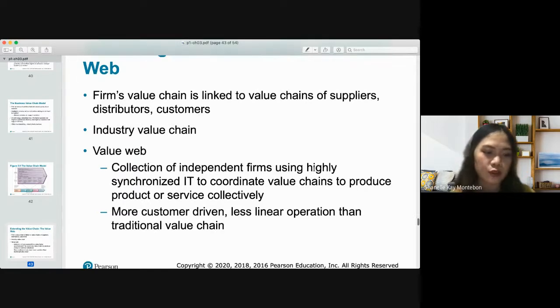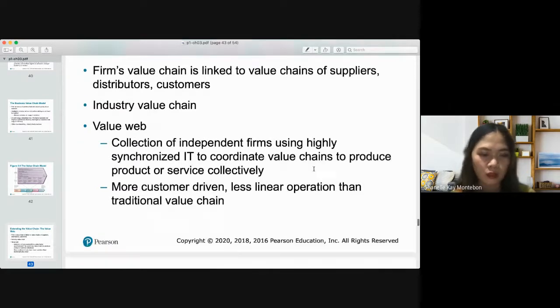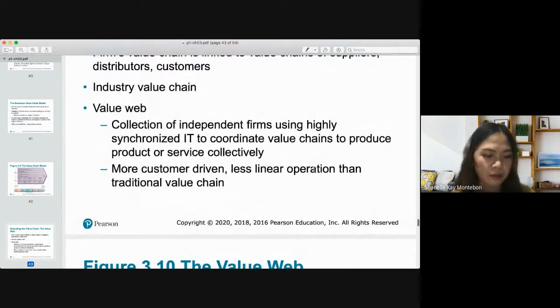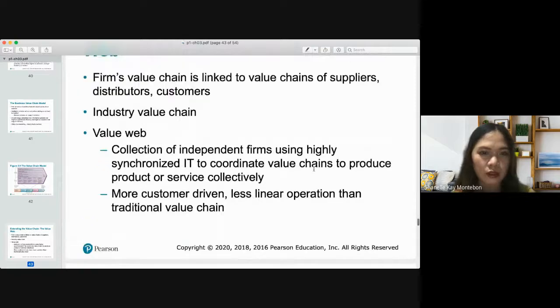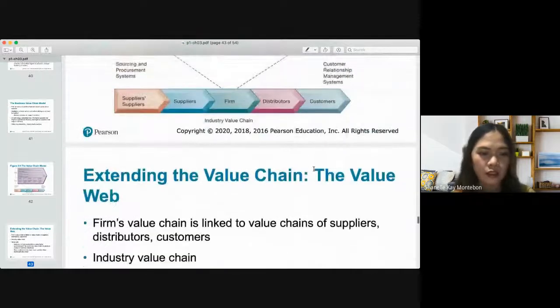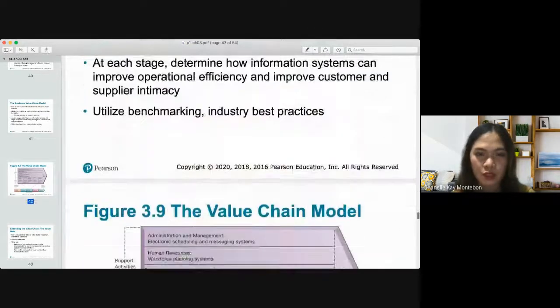And then there is also the value web. Wait, wait lang. There are two pala customer.